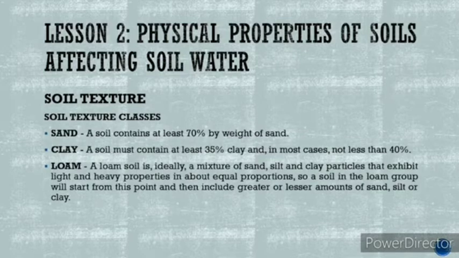Soil texture classes. Sand. A soil contains at least 70% by weight of sand. Clay. A soil must contain at least 35% clay and in most cases not less than 40%. Loam. A loam soil is ideally a mixture of silt and clay particles that exhibit light and heavy properties in about equal proportion. So a soil in the loam group will start from this point and then include greater or lesser amounts of sand, silt, or clay.